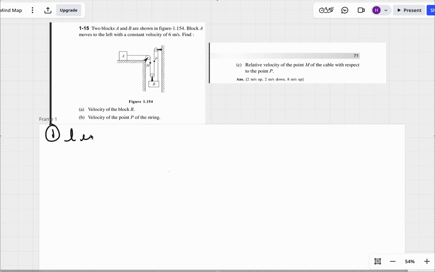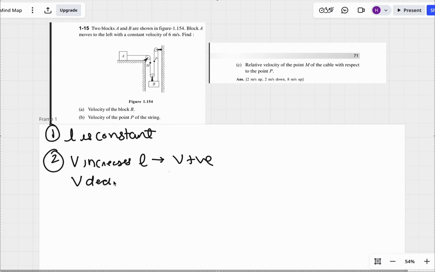So length is constant, right? The length of a string will always remain constant. That's point number one. Point number two: if v increases length, v is positive. If v decreases length, v is negative. This is point number two, right? Then what is point number three? We mark all the points, right? Now let's go line by line.